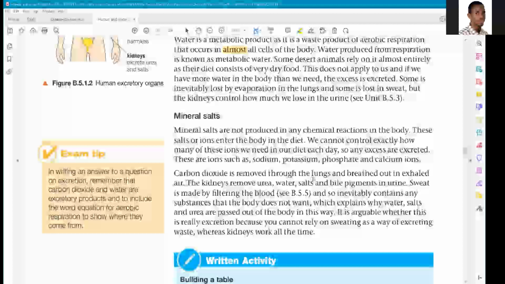These are ions such as sodium, potassium, phosphate, and calcium ions. These are present in a lot of the stuff we eat. Let me ask you a question here now. This is like revision. Name one food product that might be very rich in potassium. If you're from St. Vincent, you can answer that.